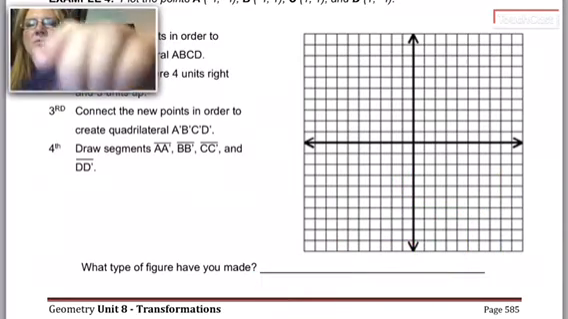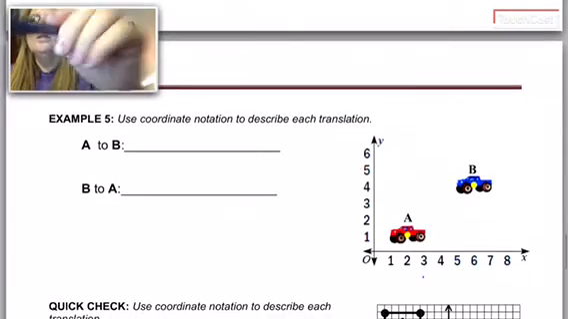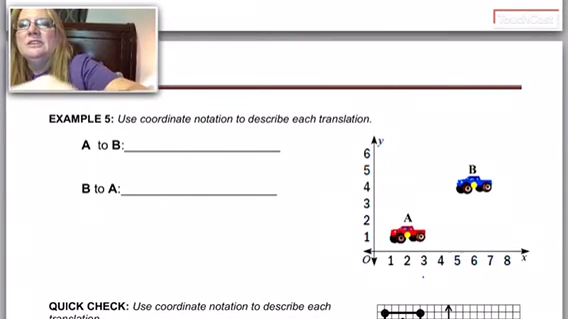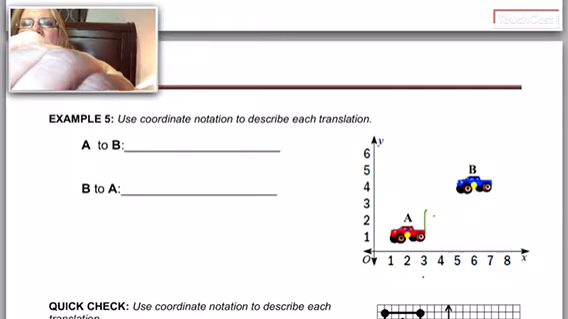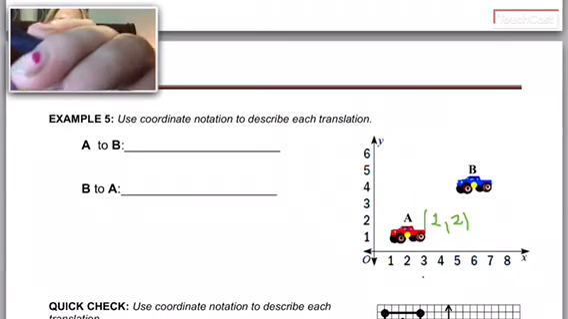Okay, is that the last one? No. Use coordinate notation to describe each translation. Okay, so we want to go from A to B. So we need to give these points. A is the point 2, 2. And B is the point that looks to be 6, 5.